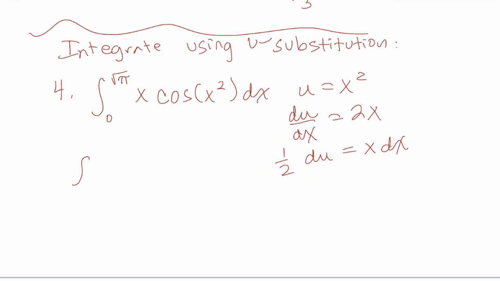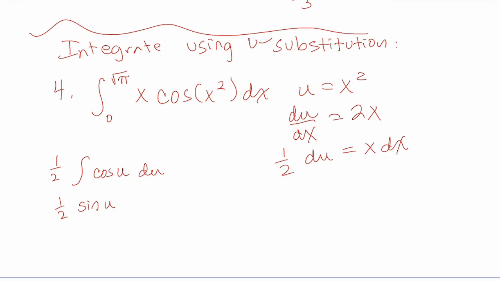So ignore your boundaries. I'm not even going to write the boundaries right at the moment. I'm going to put 1/2 du there, and then the cosine of u. Now, we're ready to do antiderivatives just like we did in part 1. You're just going to take the antiderivative of a cosine. The 1/2 just sticks along for the ride. So that's sine of u. Don't put the plus c. We do have boundaries coming.